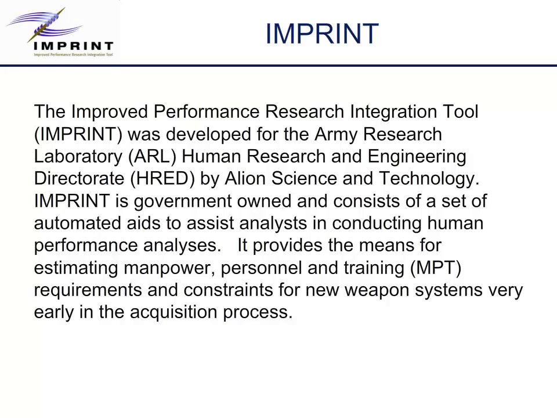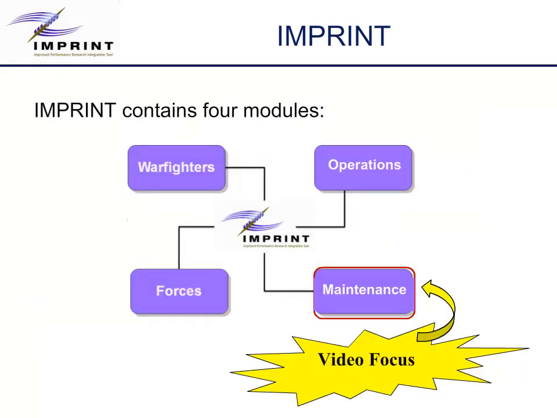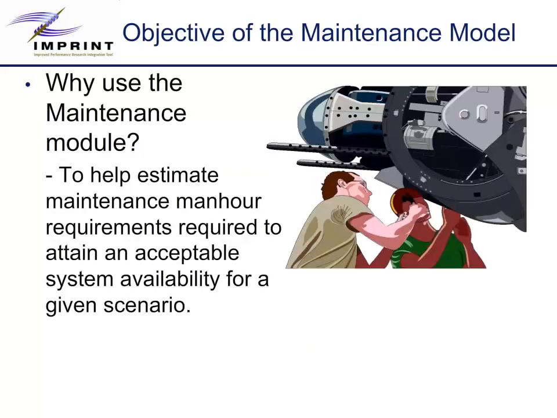IMPRINT provides the means for estimating manpower, personnel, and training requirements and constraints for new weapon systems early in the acquisition process. It is freely available to U.S. Department of Defense employees and contractors. IMPRINT contains 4 modules that each support different human performance analyses. In this video, I'm going to provide an introduction to the maintenance module in IMPRINT.